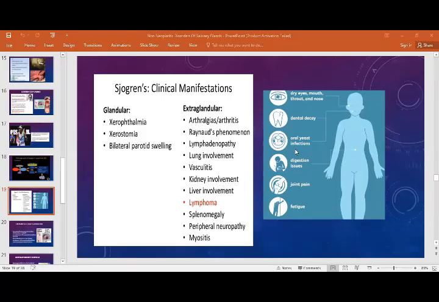It can cause lymphadenopathy, lung involvement, vasculitis, kidney and liver involvement. It is basically again an autoimmune disease. The presentation could also include lymphoma, as highlighted over here. That is basically the most important complication, very rare, but a complication of Sjogren syndrome in some patients. And there could be a presentation of splenomegaly and myositis.